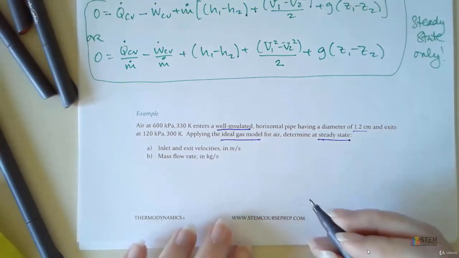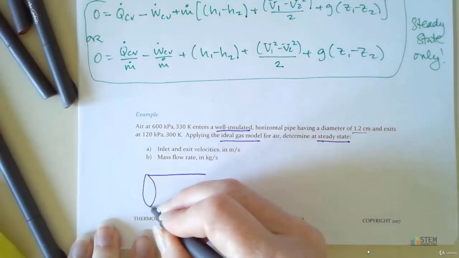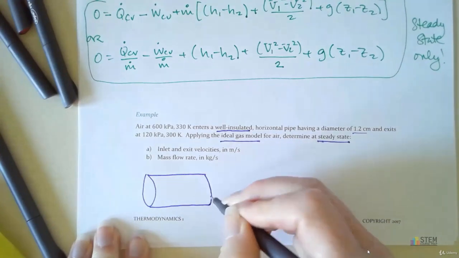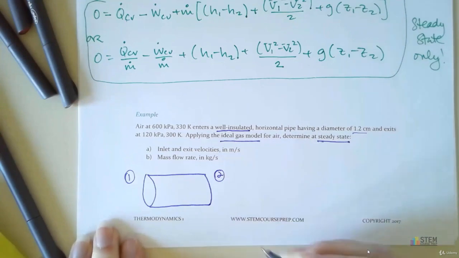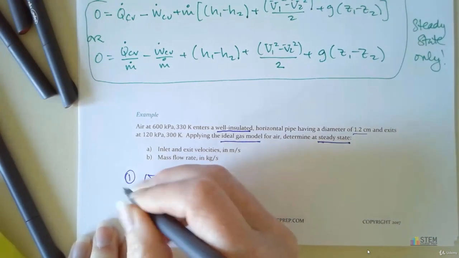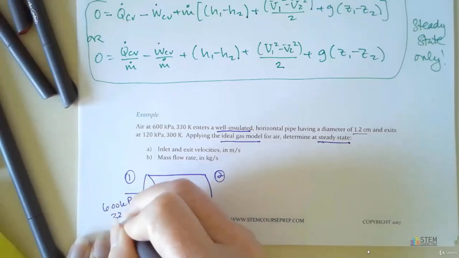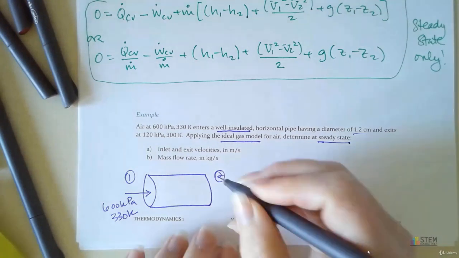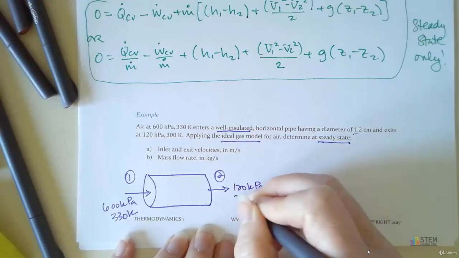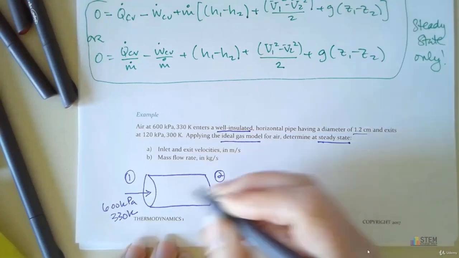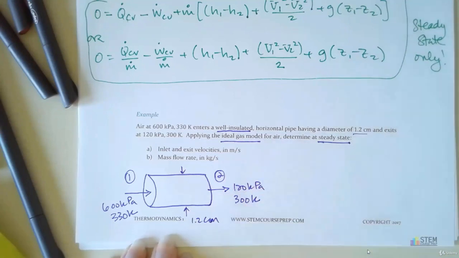Now let's go ahead, and I always like to draw a picture for the problems where one is not given. So here's the inlet. We'll say point 2 is over here, as that's going to be the exit. So we've got mass flowing in here. The pressure is 600 kilopascal. Temperature is 330 Kelvin. At the exit, we've got 120 kilopascal for pressure, and the temperature is 300 Kelvin. This diameter is 1.2 centimeters.